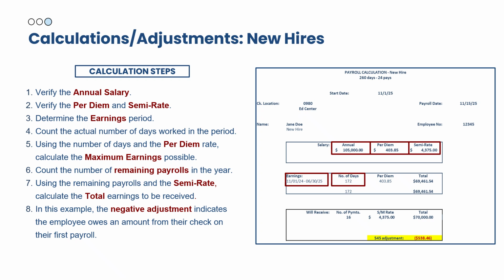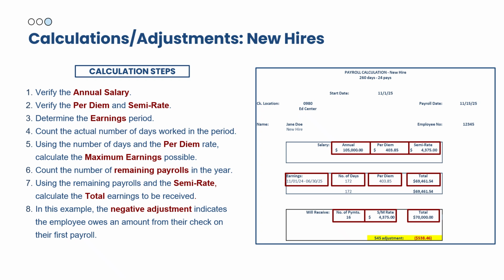Using the number of days worked and your per diem rate, we calculate the total maximum earnings possible for the year. We then count the number of remaining payrolls and multiply them by your per diem rate. This calculates the total pay you will receive based on the number of payrolls left in the school year.